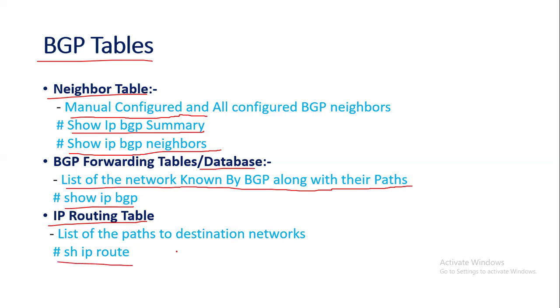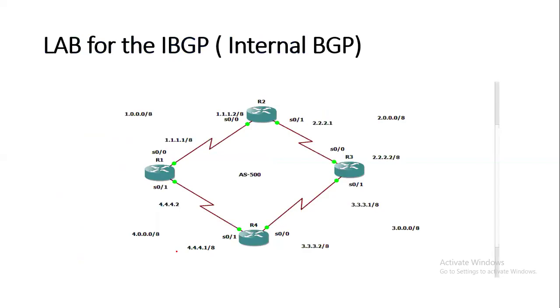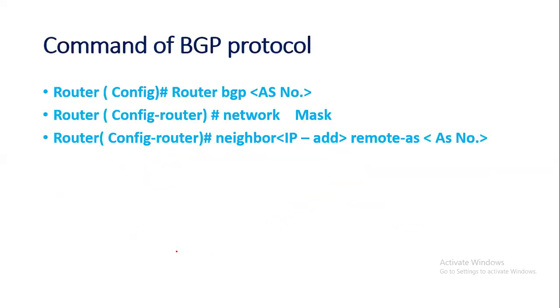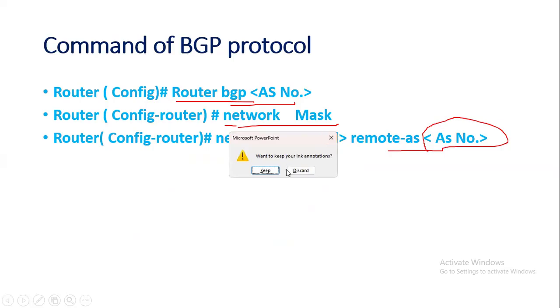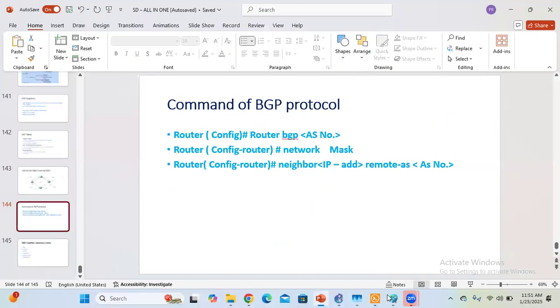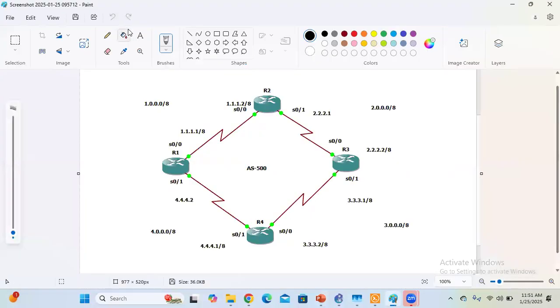I'll be explaining this in the lab as well. The configuration part is router bgp with the AS number you have, the network and mask you can use, and you can use neighbor and the remote AS, where you mention the remote AS number. So that is the overall BGP basic things. So let me, I already opened this path.